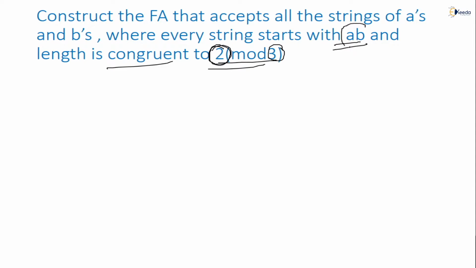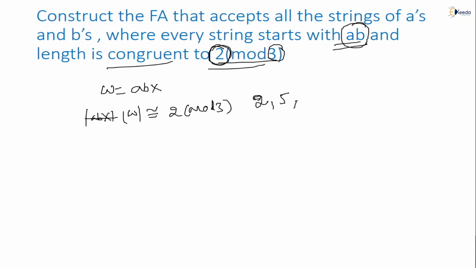Everything must start with AB. So I am taking string W, which must start with AB, followed by some x, and the complete length of this string is congruent to 2 modulo 3. That you would understand. So what are the numbers which, when divided by 3, give 2 as the remainder? 2, then 5, then 8, then 11.